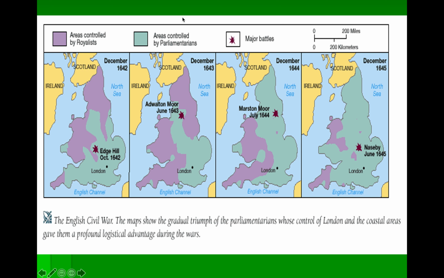This map quickly shows you how quickly Parliament is going to gain control over England. It kind of just shows how the Royalists lose, and the sequence and chronology of the English Civil War. But it's pretty obvious on the map that Parliament is going to gain the upper hand and win this Civil War.